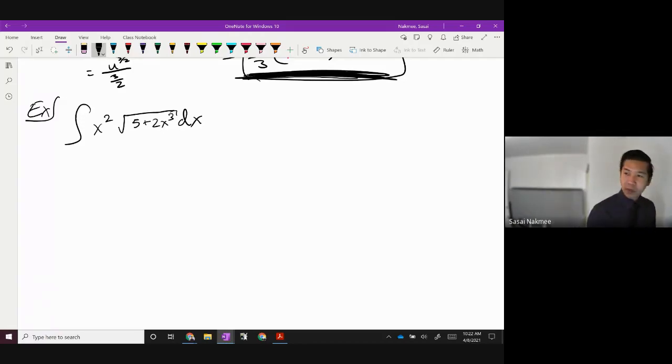So here's what I'm going to do. This right here kind of looks like it might be the derivative of that, so I'm going to let that be the case. You just try it for this one. So I'm going to go off to the side. I'm going to let u equal 5 plus 2x cubed.